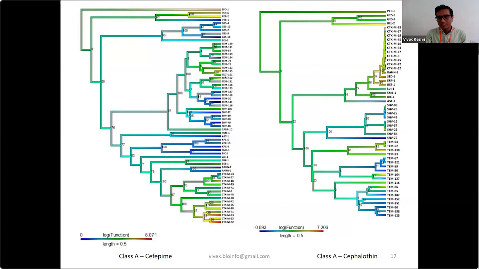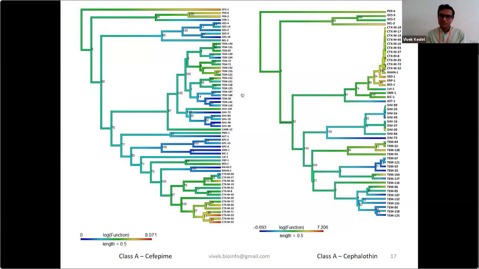Here the TEM and CTX-M sequences, both functions are the same, resistant to Cefepime antibiotics, but their amino acid sequences are dissimilar. That's why they are located in different clades of the phylogenetic tree. So it means that if sequences are dissimilar, it does not mean that their function will be different. So in this case, sequences are dissimilar, but their function is the same.